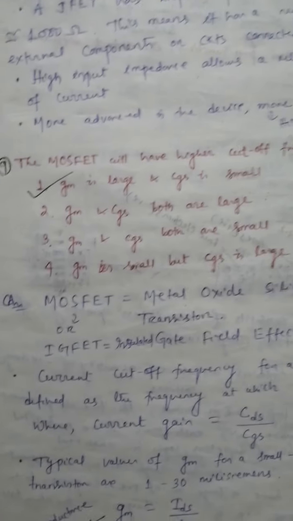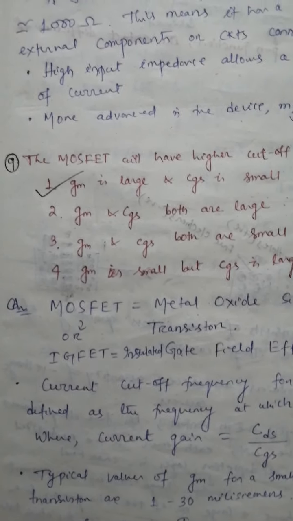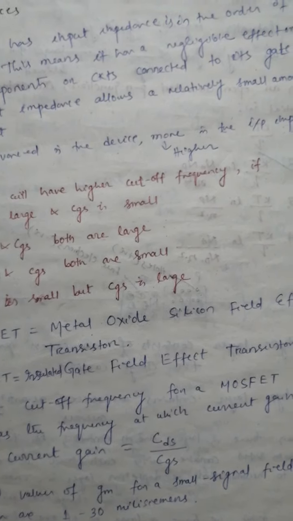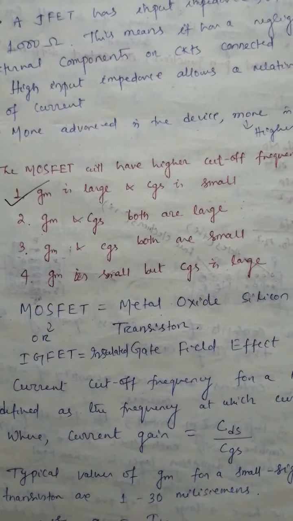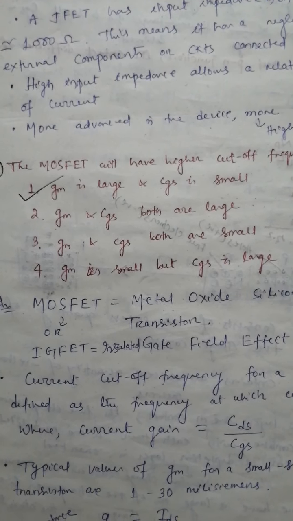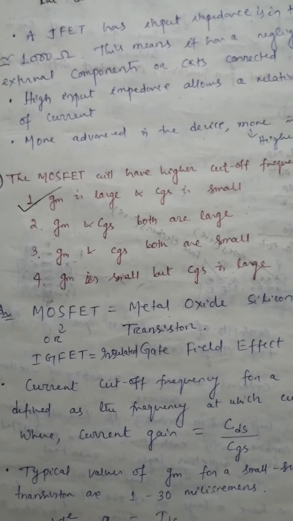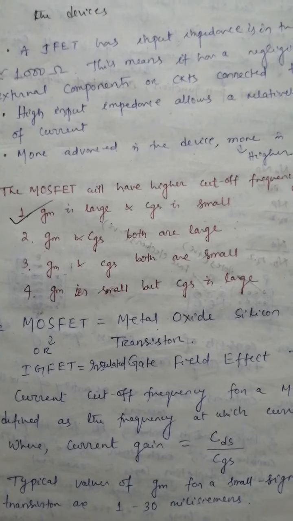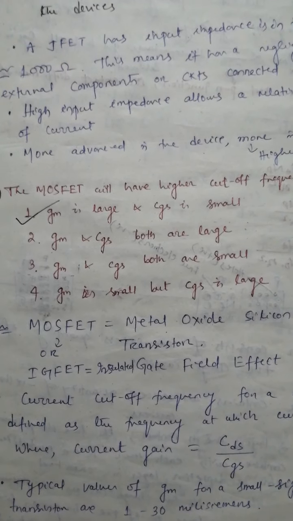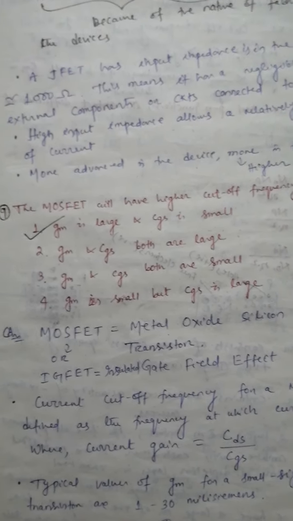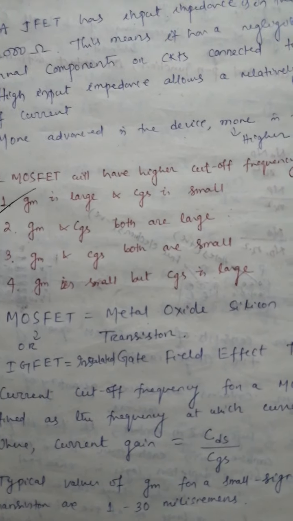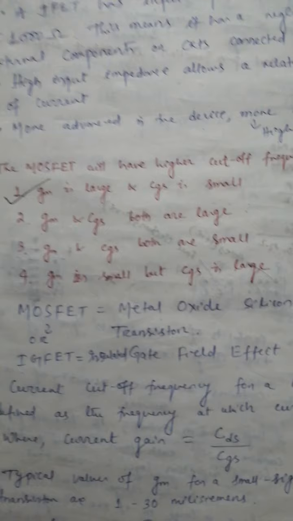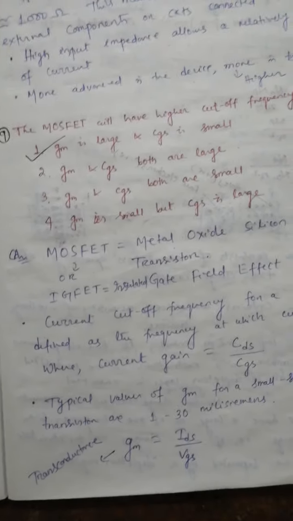Now I will go to question number 9. The MOSFET will have higher cutoff frequency if: option 1, GM is large and CGS is small; option 2, GM and CGS both are large; option 3, GM and CGS both are small; and option 4, GM is small but CGS is large. The correct answer will be option 1, that is GM is large and CGS is small. Let me analyze the answer.